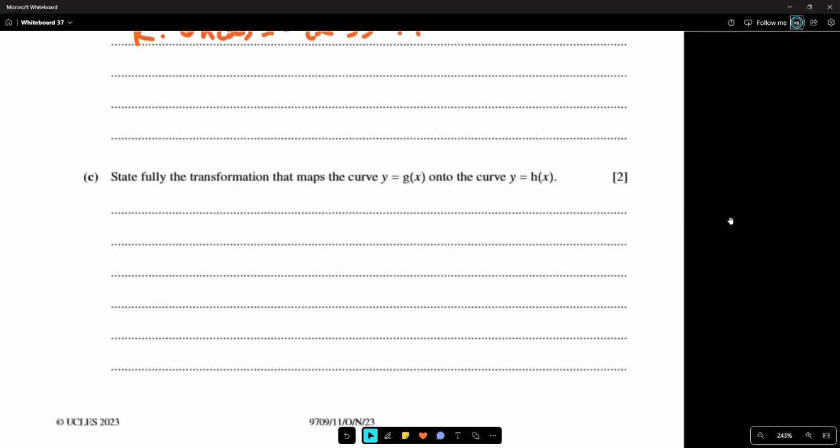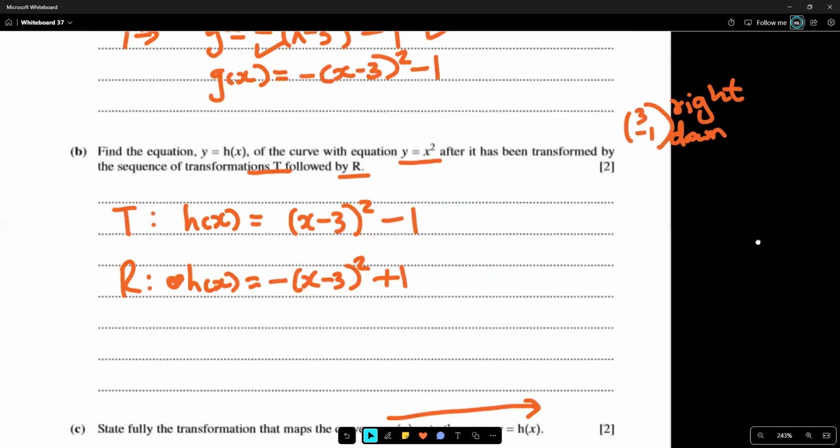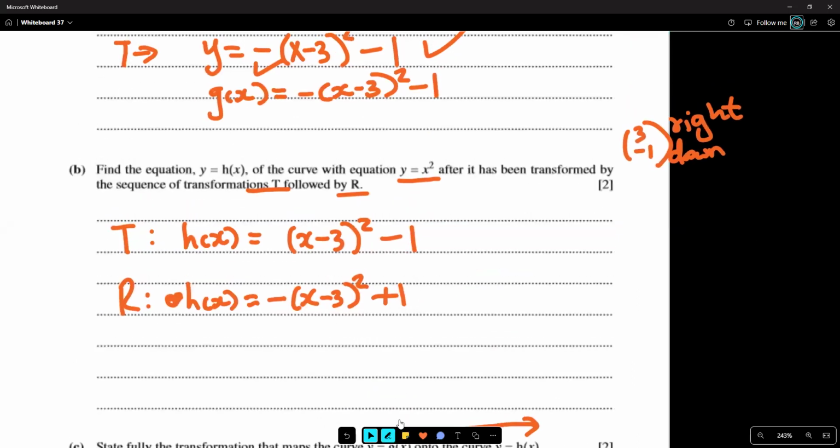Now they say, state fully the transformation that maps the curve of g of x onto the curve h of x. So the question is asking us, how should we transform g to become h? Obviously, you need to check how similar they are. If you check this part and this part on both g and h, it is exactly the same, so no need to move either left or right. No need to reflect because they are exactly the same.